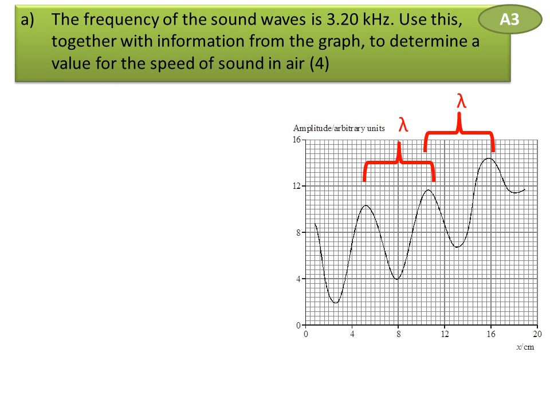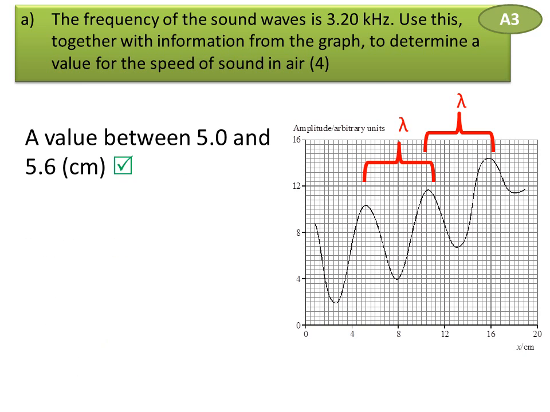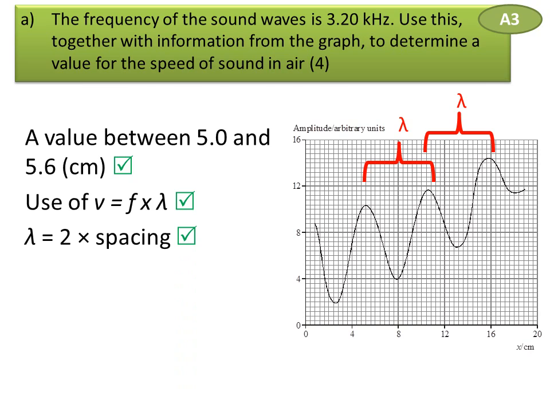So, easy enough, we can figure out the wavelength from the graph. In the marking scheme you get any value between 5 and 5.6. The wavelength in a standing wave is 2 times the spacing between nodes or antinodes. So in this case, 5 and 5.6 would get us it. Using our wave equation, the speed calculation gives us 320 to 368 meters per second as a range.